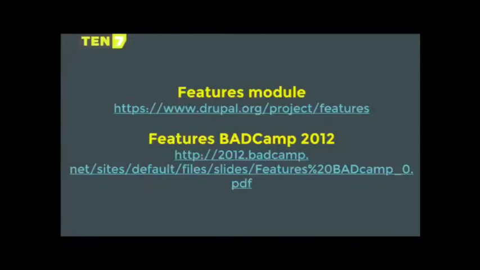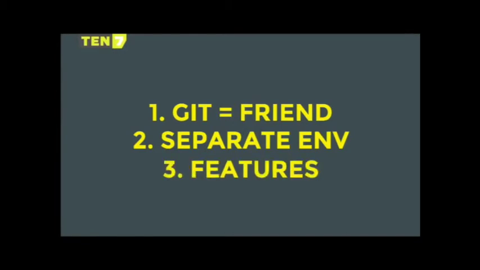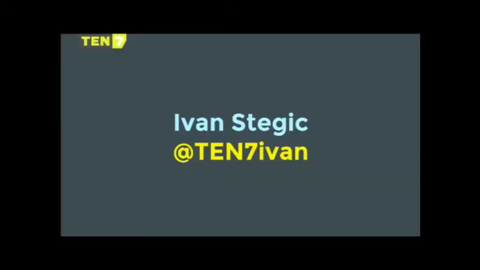And those are two links that you should probably look at if this interests you further. Obviously the features module itself, and then the Bay Area camp in 2012 had a really nice presentation on features as well, so I would recommend that. So to wrap it all up, Git is your friend. Think about using Git and branching to separate environments, and use features to get any configuration changes that are in your database into files so that you can leverage these first two things that I talked about.